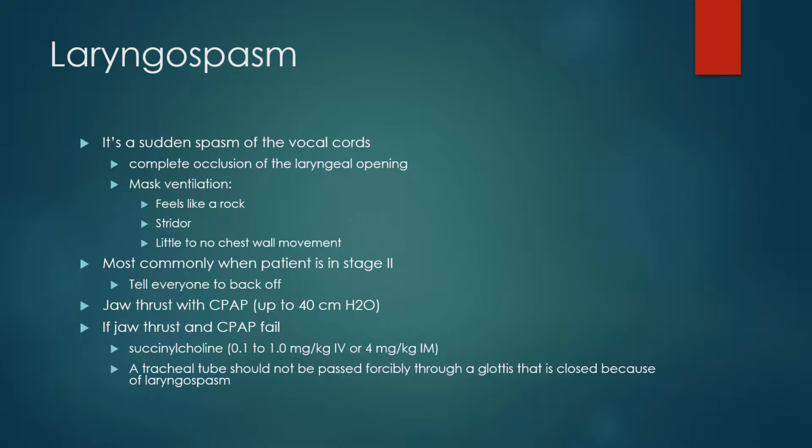Usually, jaw thrust with a CPAP of up to even 40 centimeters of water is enough to break any laryngospasm. But if jaw thrust and CPAP maneuvers fail, we have to use paralytics, and succinylcholine doses as low as 0.1 to 1 milligram per kilo IV, or 4 milligrams per kilo IM, can fix the problem. And it's extremely important to remember that we shouldn't force an endotracheal tube through a glottis that is closed because of laryngospasm. It causes major glottic trauma, and you should not do that.